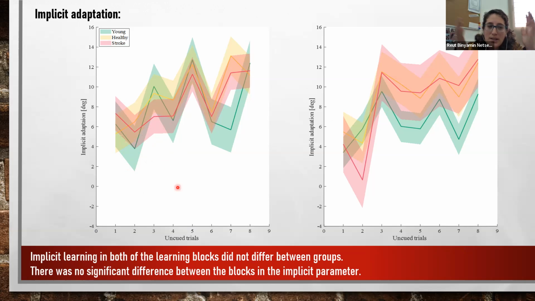So the result may suggest that the explicit parameter is more influenced by age and has a greater contribution to saving, while implicit learning contributes to the adaptation process, but is less influenced by age and stroke.